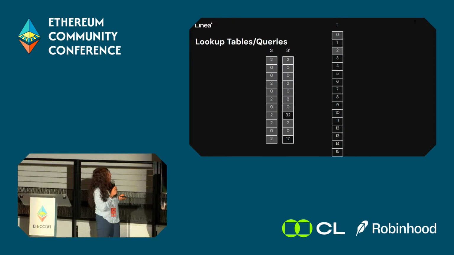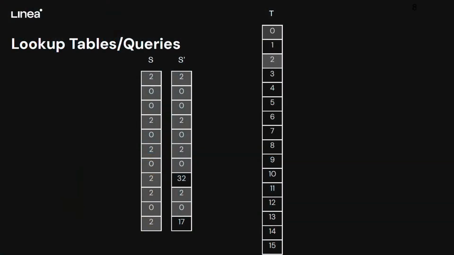So let's focus on lookup tables or lookup queries. Here you see this example where we expect that S be a subset of T. S is a subset because it just has 2 and 0, and 2 and 0 are inside of T. So S is included in T. It's a positive lookup. But S prime is not, so it's a negative lookup because 32 is not in T. T is from 0 until 15.